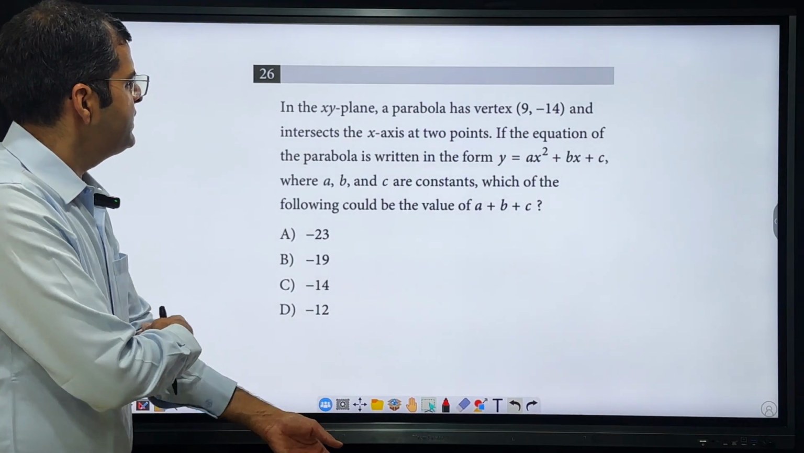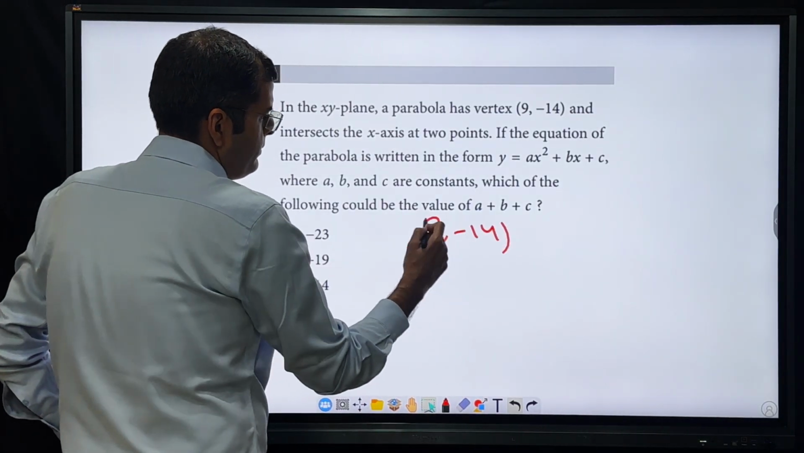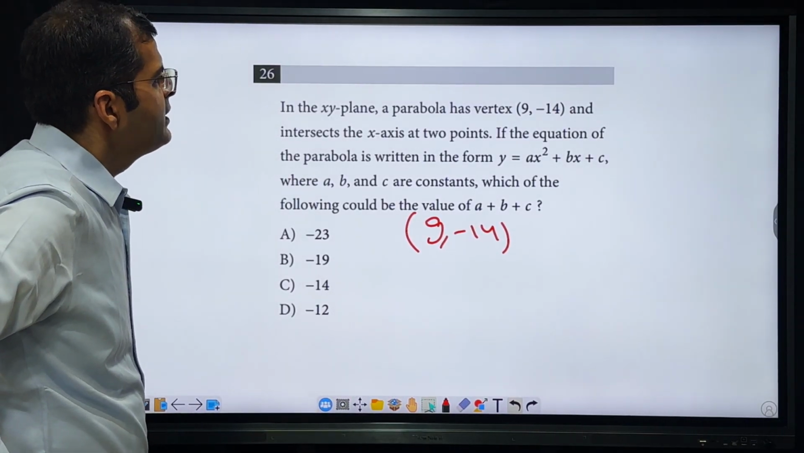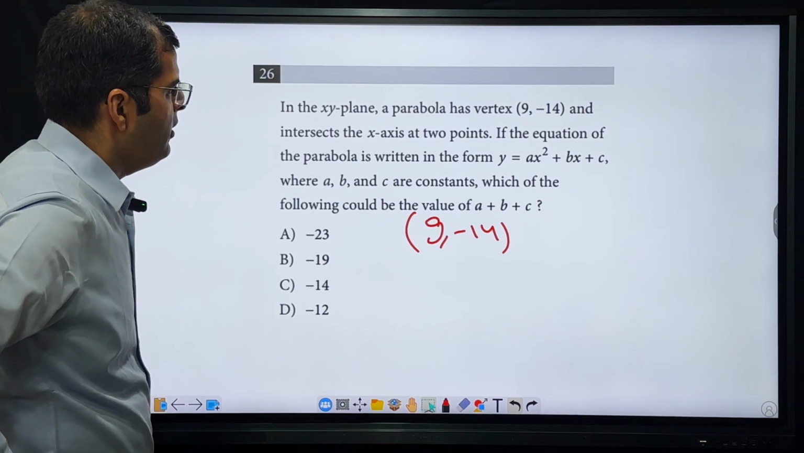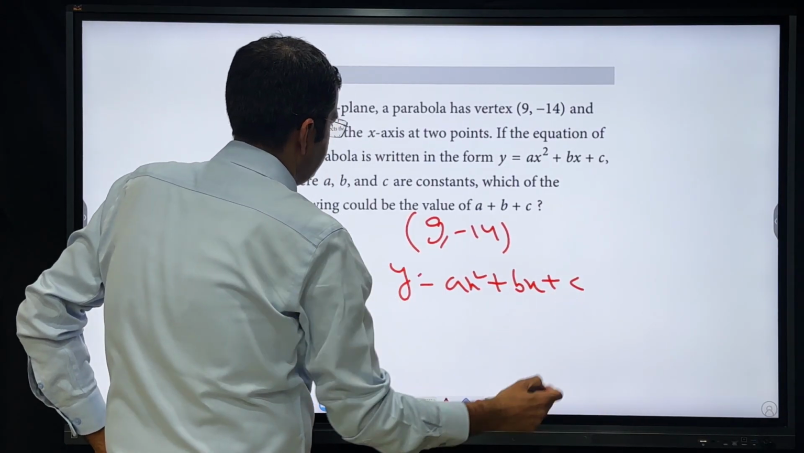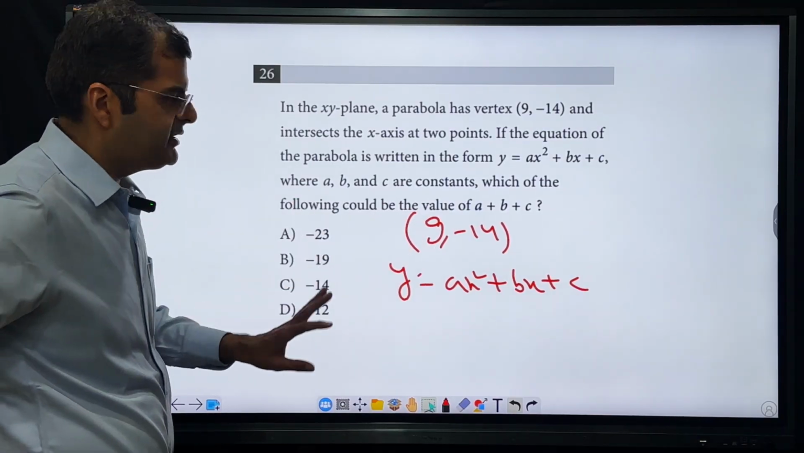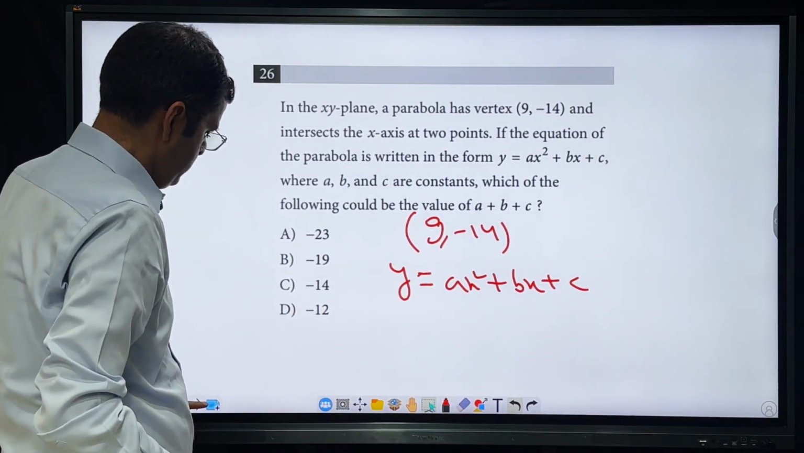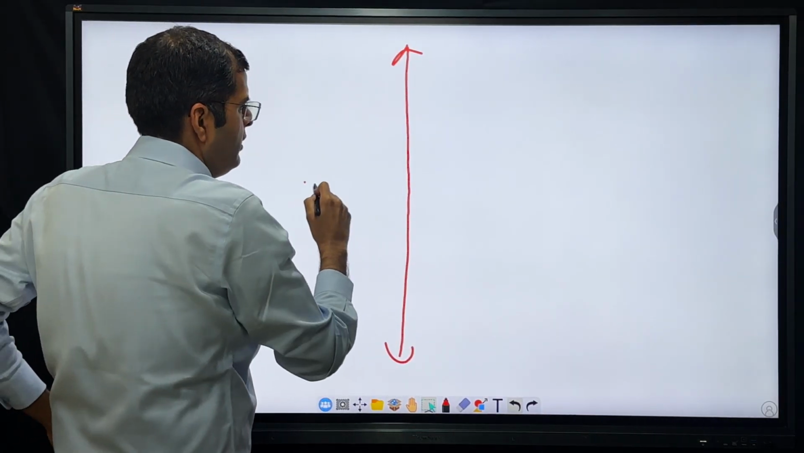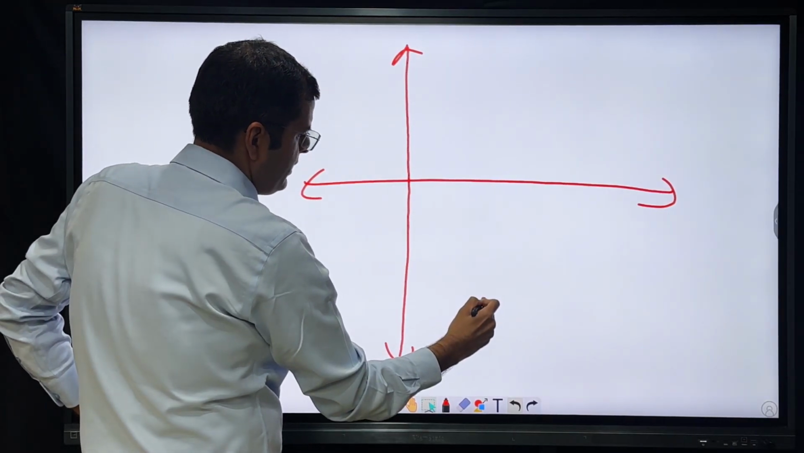Now the next question says, in the xy plane, a parabola has vertex 9, minus 14 and intersects the x-axis at 2 points. If the equation of the parabola is written in the form y is equal to ax square plus bx plus c, where a, b and c are constants, which of the following could be the value of a plus b plus c? Okay, so it's an interesting question. So first of all, what I have been given at 9, minus 14, the parabola is like this.